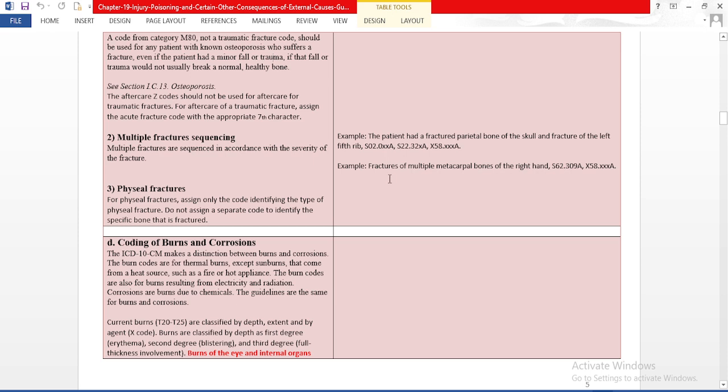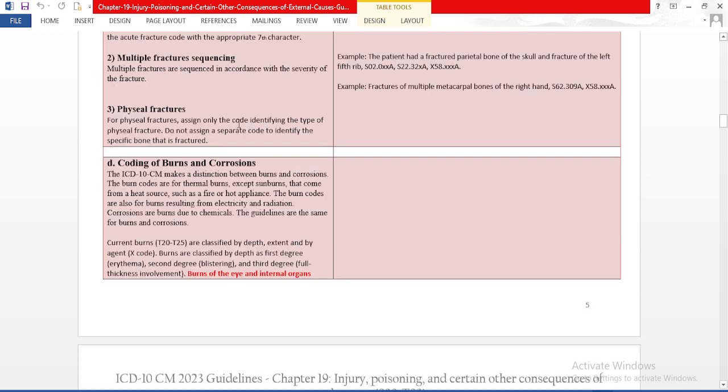We have one more example, fracture of multiple metacarpal bones of the right hand. So here also we need to code S62.309A as the PDX. So for physeal fractures, we need to assign only the code identifying the type of the physeal fracture. We will not assign a separate code to identify the specific bone that is fractured.